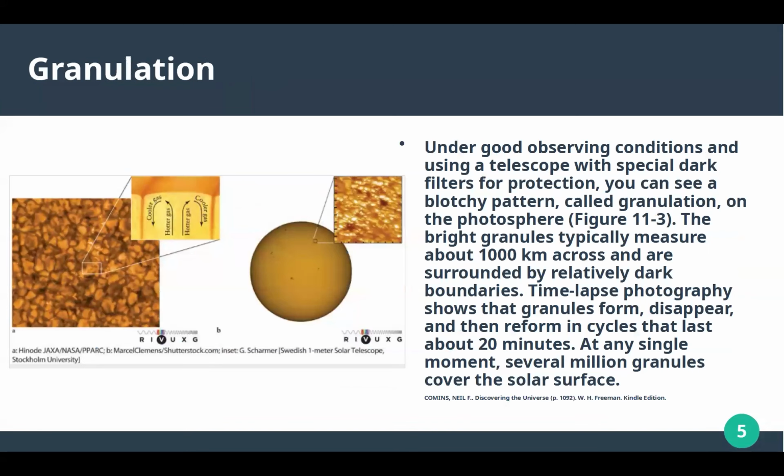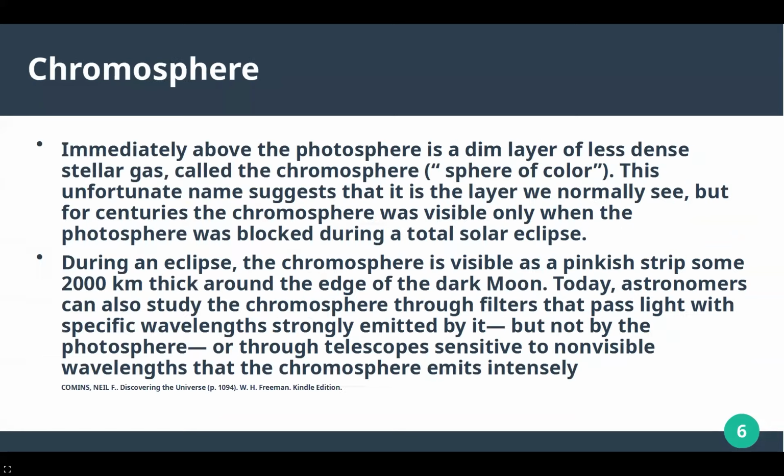Under good observing conditions and using a telescope with special dark filters for protection, you can see a blotchy pattern called granulation on the photosphere. The bright granules typically measure about 1,000 kilometers across and are surrounded by relatively dark boundaries. Time-lapse photography shows that granules form, disappear, and then reform in cycles that last about 20 minutes. At any given moment, several million granules cover the solar surface.